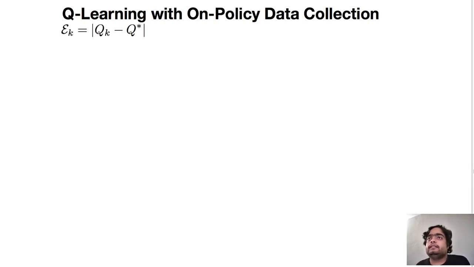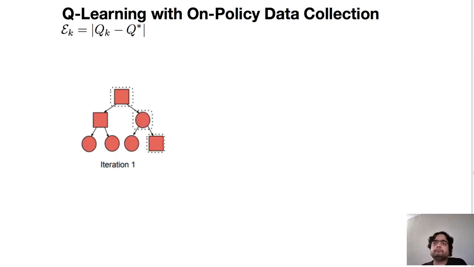Again, just to remind us, epsilon k, the error metric that we're considering here, is the absolute value difference between Q_k and Q star, where k denotes the index or iteration of learning. It could be the iteration of fitted Q-iteration, or some periodic checkpoint of DQN, anything of that form. Now let's consider this tree MDP again.